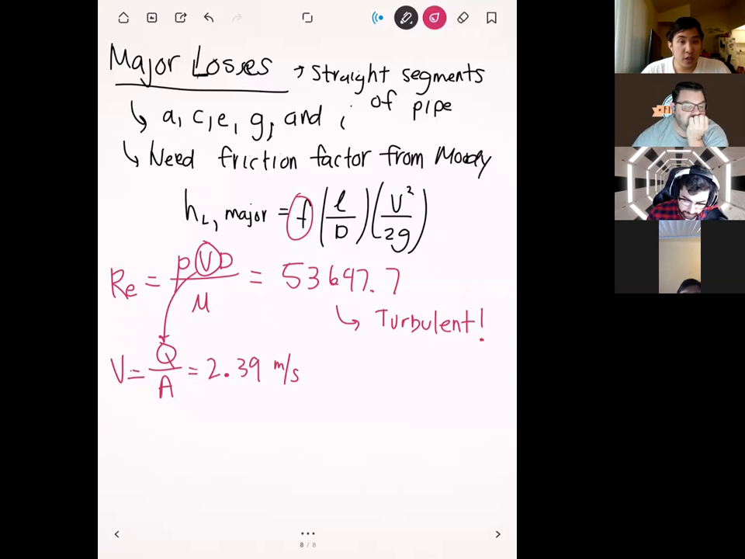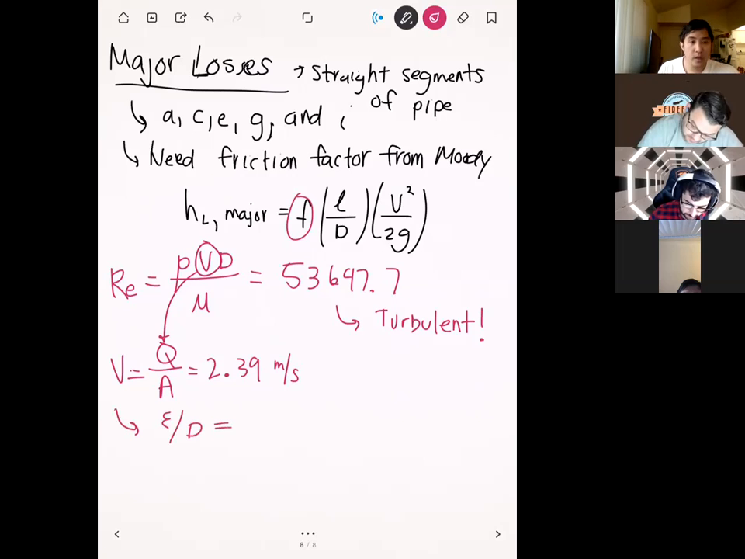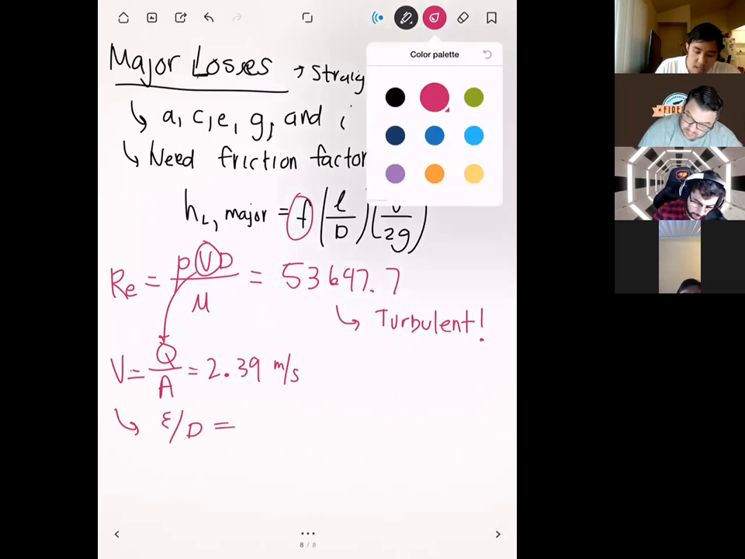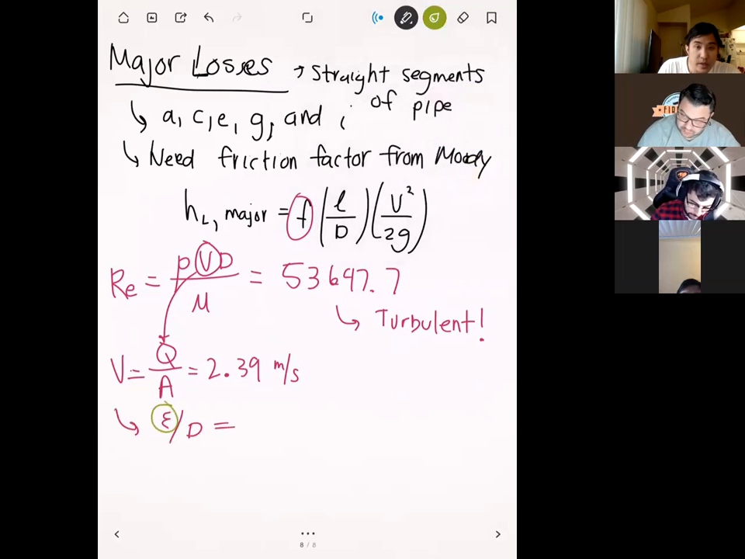Since this Reynolds number is greater than 4,000, we know that we're in a turbulent regime, and so we're going to have to use the Moody chart in order to solve this. To use the Moody chart, we also need this ratio right here, the ratio of the surface roughness over the diameter. Remember, to get the surface roughness, we have to look this up in a table. I believe the table was 8.1, and we need to do this for drawn copper tubing.